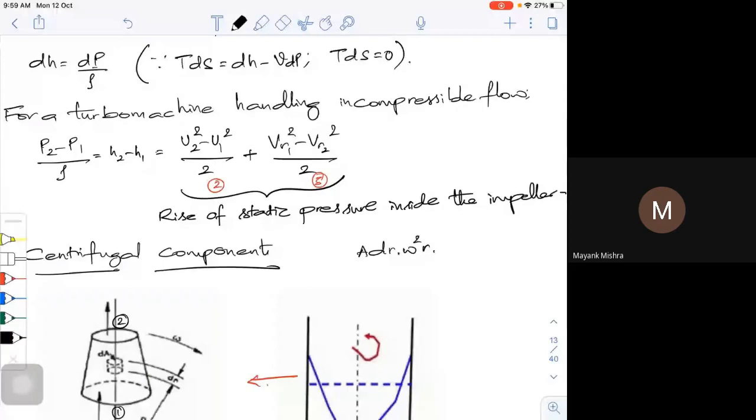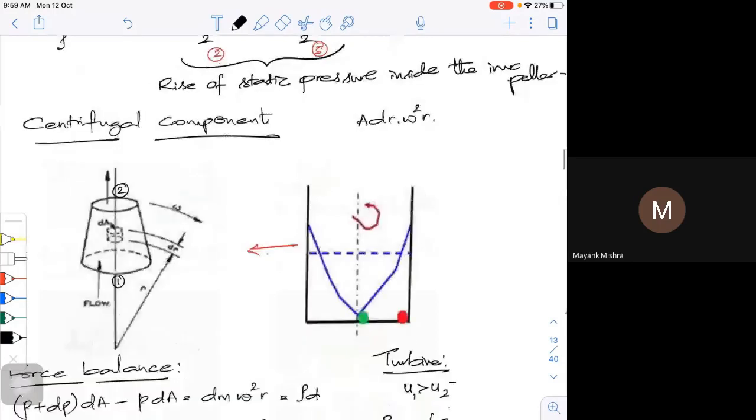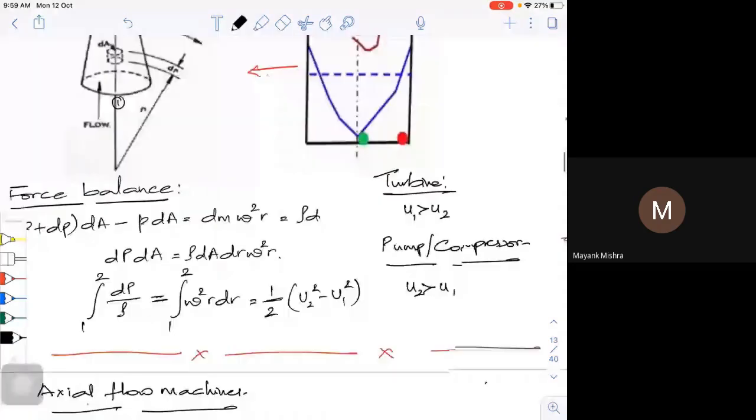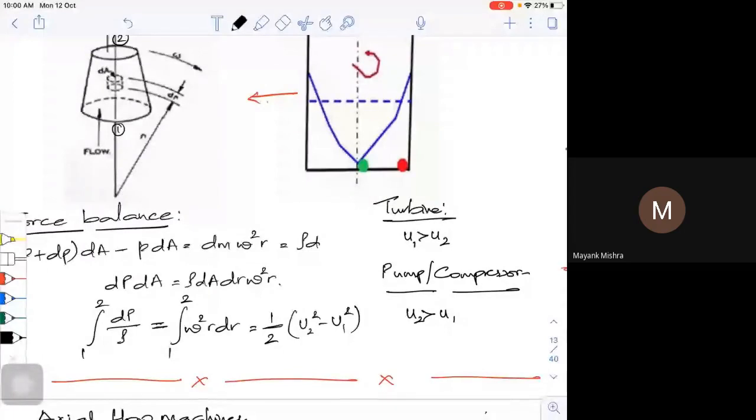At the same time, your U2 square minus U1 square also will lead to, suppose the relative velocity is not there, so if there is only a movement of the fluid in the centrifugal fashion, that separately is equal to a pressure rise. So I have written some extra information somewhere here. You can just go through that. The reason for that is maybe, in a turbine, I told you that U1 is greater than U2, and for the pump it is U2 minus U1. So there is an extra reading, you can read it.